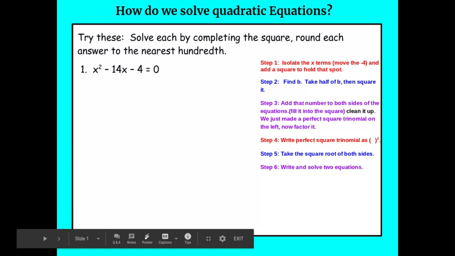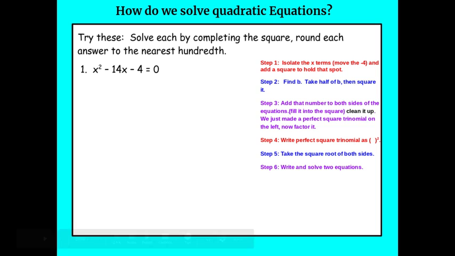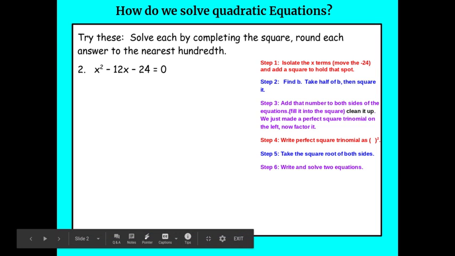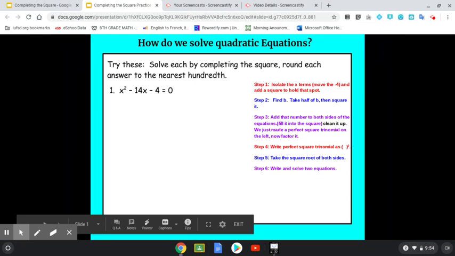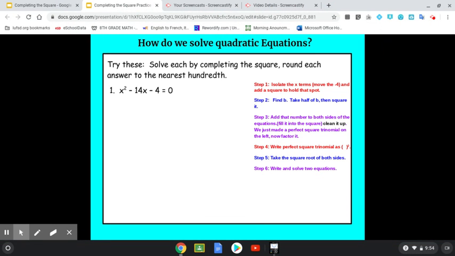All right, so today I'm going to work through how to solve our quadratics through the practice problem. What we're going to do today is practice more with this method. First thing says isolate your x term. That means move your -4 over and add a square to hold that spot. So I'm going to add 4 to both sides. I'm going to get x squared minus 14x plus a square equals 4 plus a square.